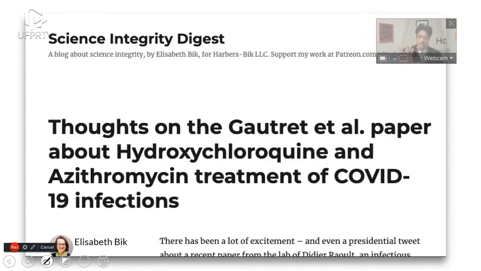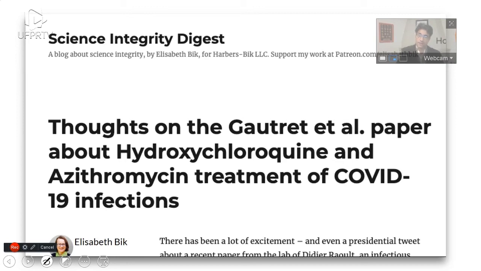And as is the case especially for preprints, a lot of people pick these up and critique them, especially ones that are highly prominent and being talked about. And this one by Elisabeth Bik touches a note that I think is useful for our talk today. She writes about this article in a blog post, which I've already posted on Moodle, called Thoughts on the Gautret et al. paper about hydroxychloroquine and azithromycin treatment of COVID-19 infections.